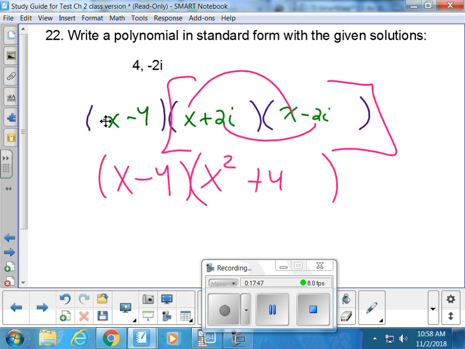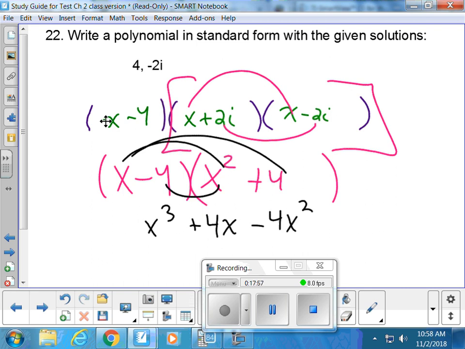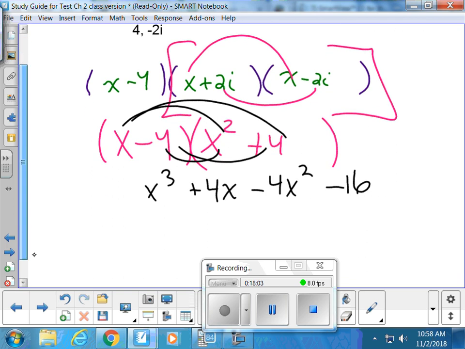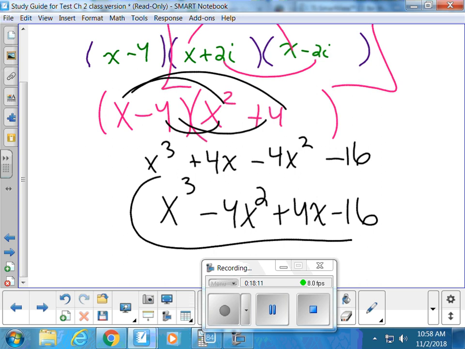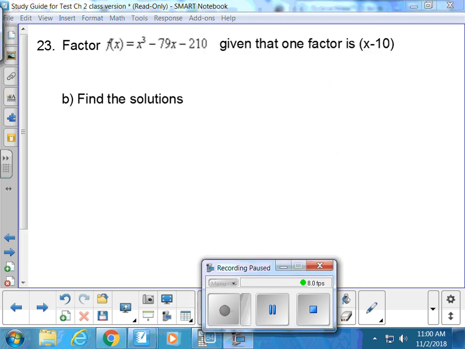And now we still have to do our foiling. So what is this times this? X cubed. What is this times this? 4x. What is this times this? -4x squared. And what is this times this? -16. Are we in standard form? Because our answer is supposed to be in standard form. What do we got to do? You have to make the x squared before the regular x. Good. Thank you for your help with the video.